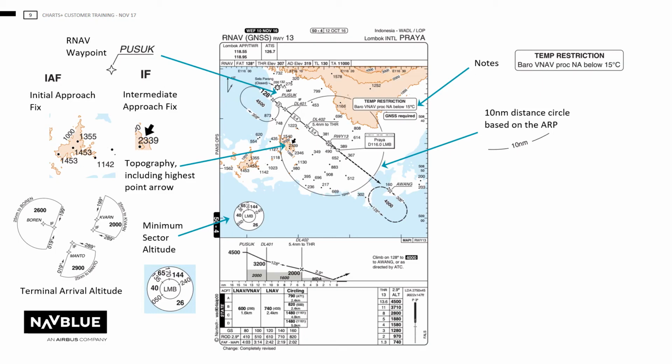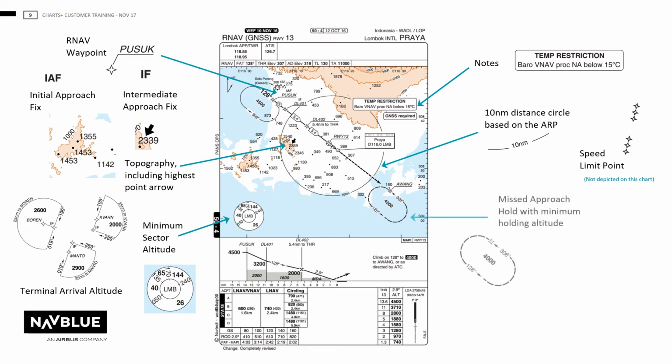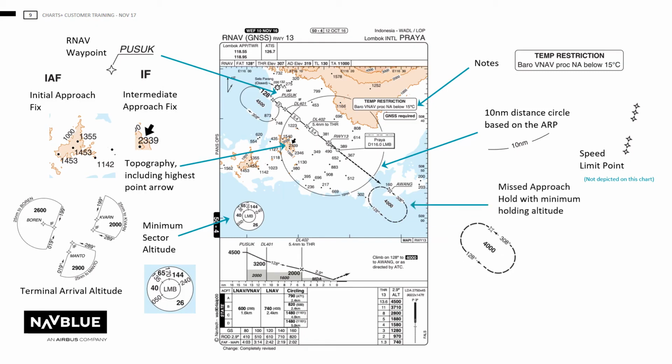The distance circle, normally centered on the ARP, radius will normally be 10 nautical miles. Depending on the scale, a radius of 20 nautical miles can be used. Speed limit points to be shown on RNAV charts only. The missed approach hold with a minimum holding altitude will be a solid dashed line.